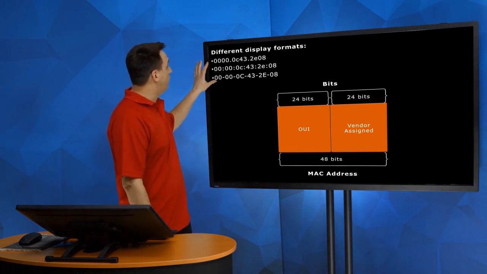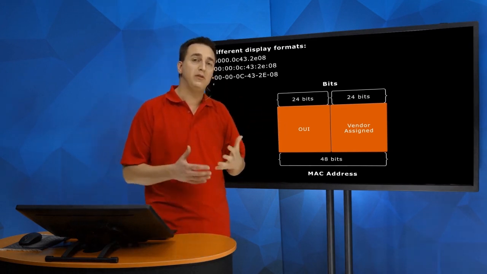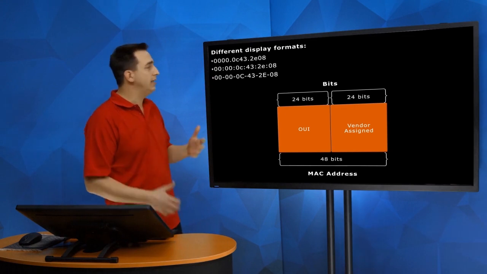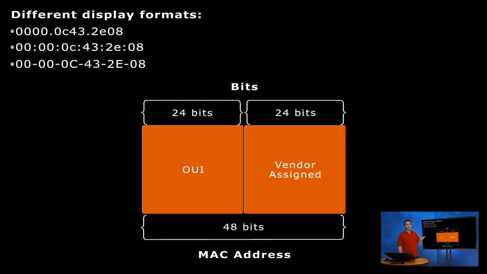And as a result, that really breaks down into 12 hexadecimal characters. So our MAC addresses are represented in hexadecimal. And our examples here, they're all the same. Our 3 examples are the same, except they are represented in 3 different ways. One's with periods, one's with colons, and one's with dashes. It really depends on the operating system as to how the MAC addresses are going to be displayed.